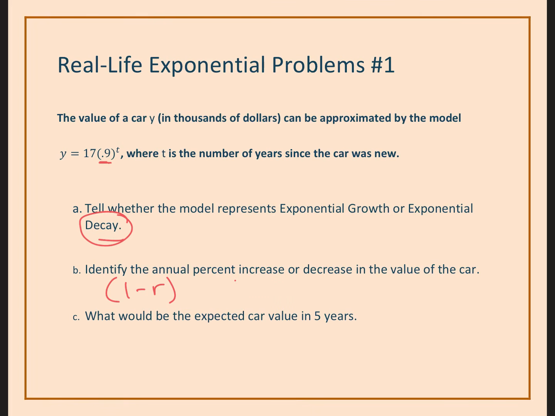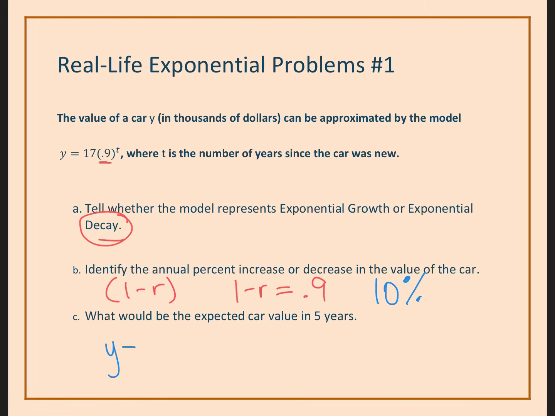So if 1 minus my rate is equal to 0.9, how can I get the R by itself? Well, this is going to be the same thing as doing 1 minus 0.9. You can solve this by subtracting 1 and then dividing by -1, or just 1 minus this number, or 1 plus this number, will tell you what it's decreasing by or increasing by. So this is going to give me a 10% decrease per year.